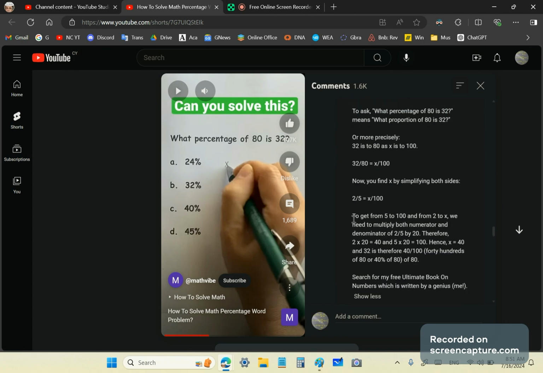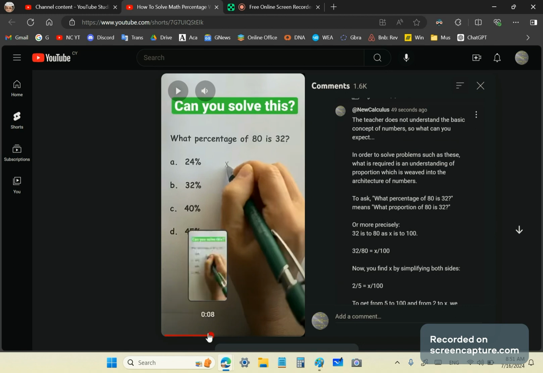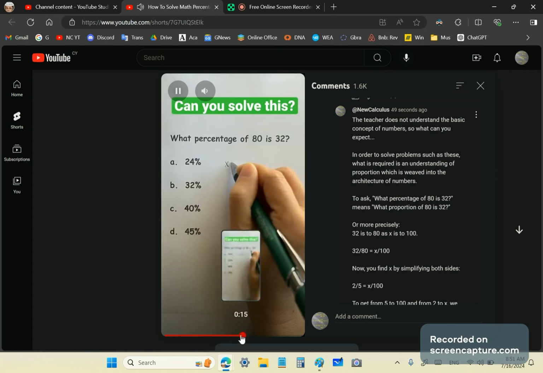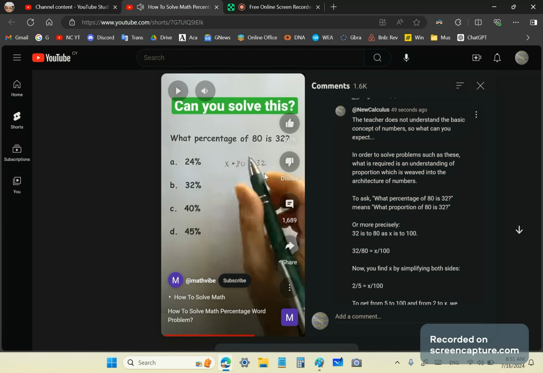And it's sad because when they see people lose interest and fall out of STEM courses, it's due to the fact that they have teachers who've never understood and are teaching them. So you can't simply be teaching a method as you find in this video, okay? x times 80 is equal to 32. What does that even mean? I mean, math professors don't even understand the operation of multiplication.